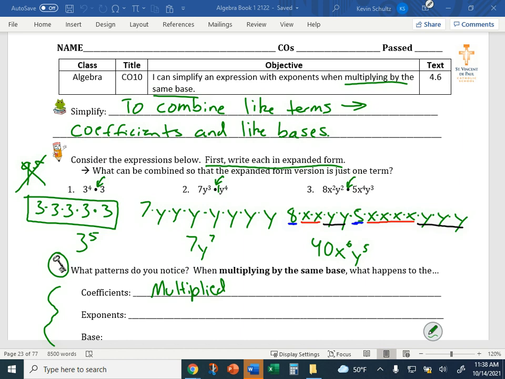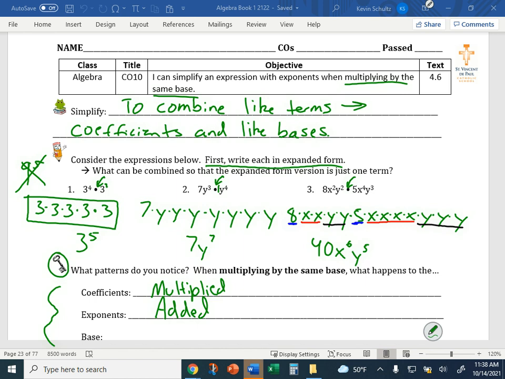I mean, this is a power of 1, even though it's not written, right? So we start with 3 to the 4th times 3 to the 1st. We end with 3 to the 5th, okay? The second one, we have y cubed times y to the 4th. We end with y to the 7th. And the third one, with our x bases, we have 2 and 4. We end with 6. We have 2 y's and 3 y's. We end with 5. Sarah? They are added, okay? Exponents are added.